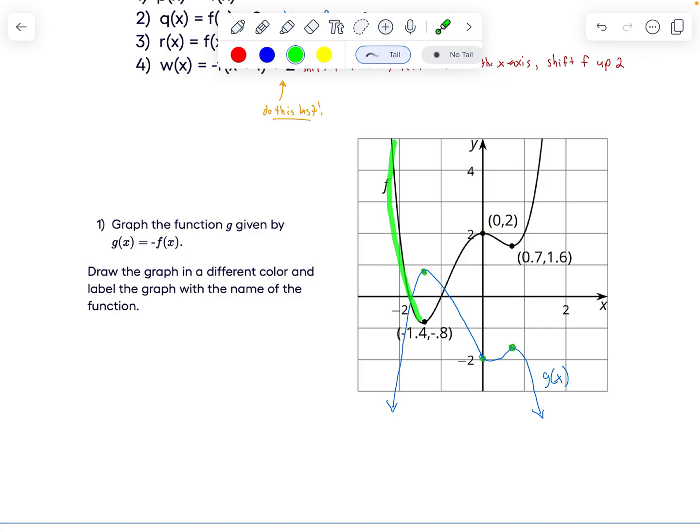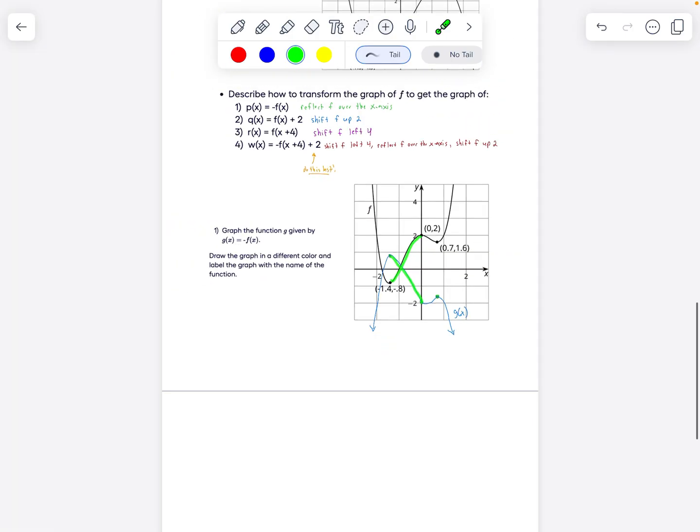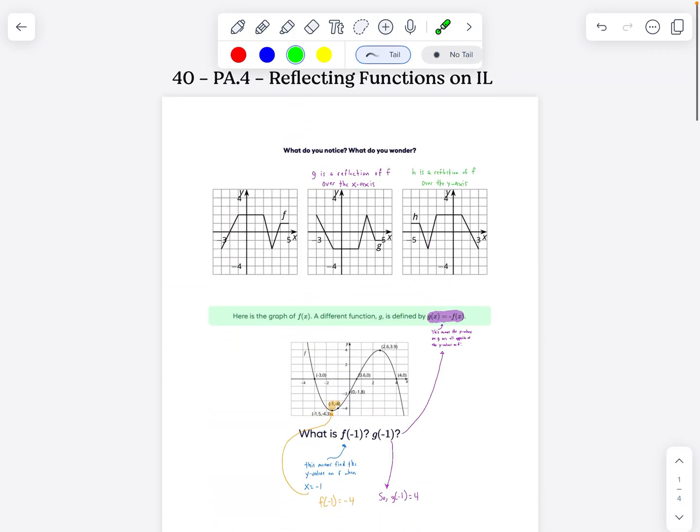Where this is going down, the reflection is going up. Where this is going up, the reflection is going down, and so on. And that's it for your reflections.